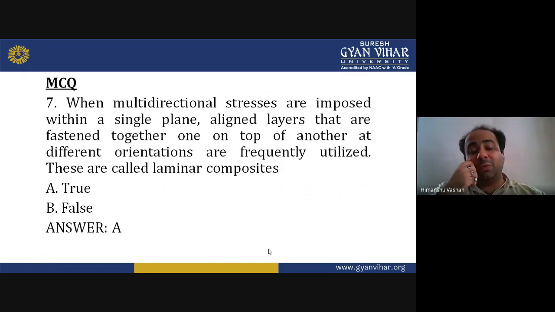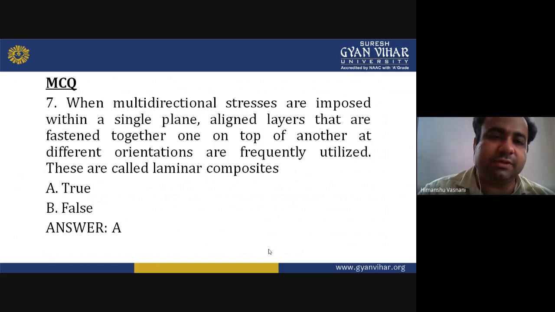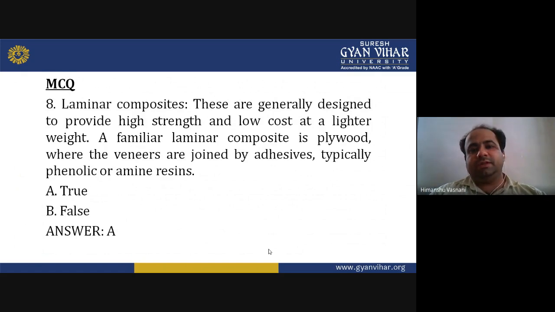Here is the answer. When multi-directional stresses are imposed within a single plane, aligned layers that are fastened together one on top of another at different orientations are frequently utilized. These are called laminar composites. So I think it's true. A is the answer. Now, laminar composites are generally designed to provide high strength and low cost at lighter weight. A familiar laminar composite is plywood, where the veneers are joined by adhesives, typically phenolic or amine resin. True is the answer. A.